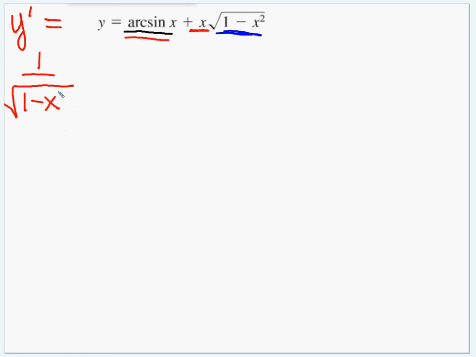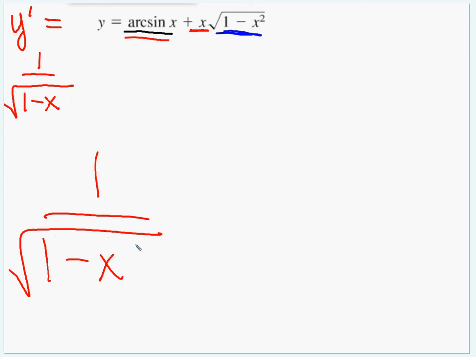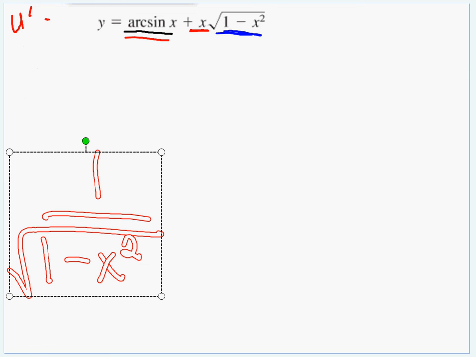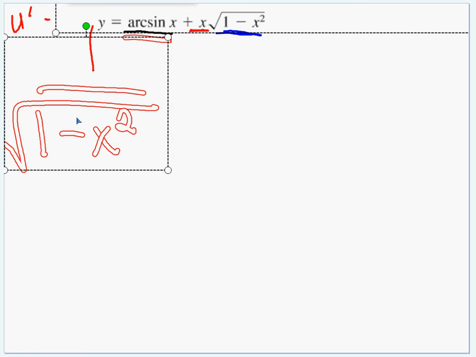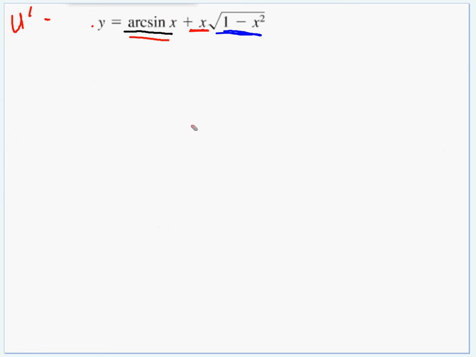Oop, that's a terrible 2. That's even worse. I guess I can't write too small there, but now I can do this. So there's the derivative of arc sine. I'm just having a bad time with this. Radical 1 minus x squared.